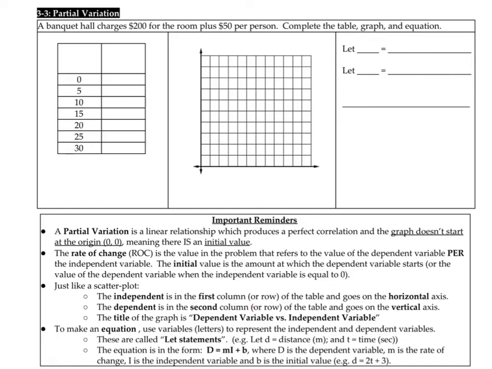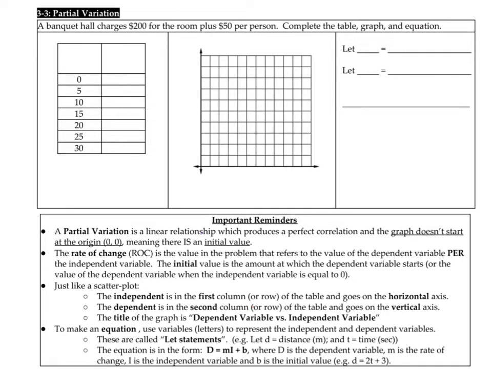Today we're going to be expanding on what we did the last lesson, which was direct variation, and we're going to be looking at partial variation. So let's take a look at this example. A banquet hall charges $200 for the room plus $50 per person. We're going to complete a table, a graph, and an equation. So this will just be like last day.